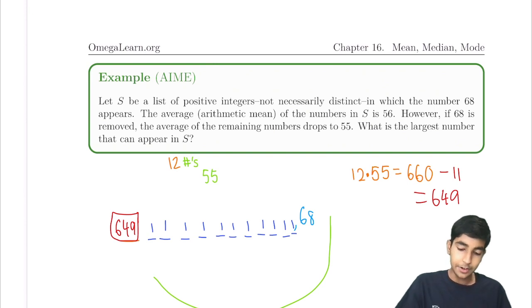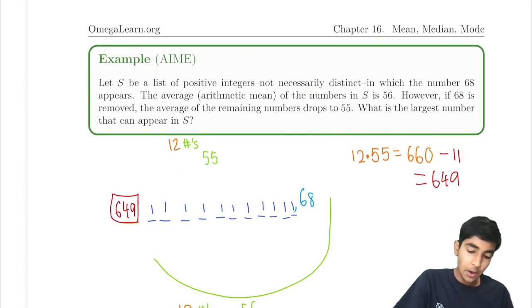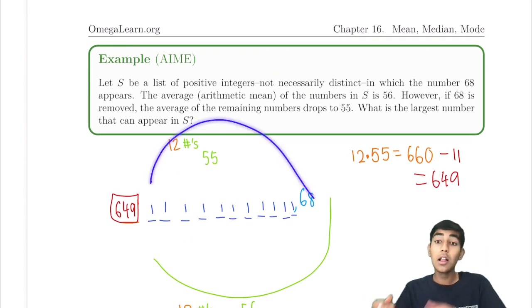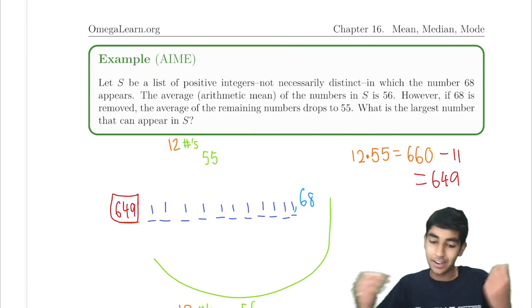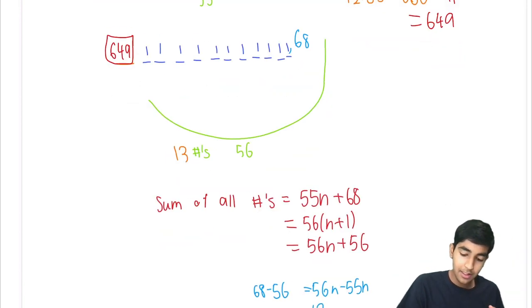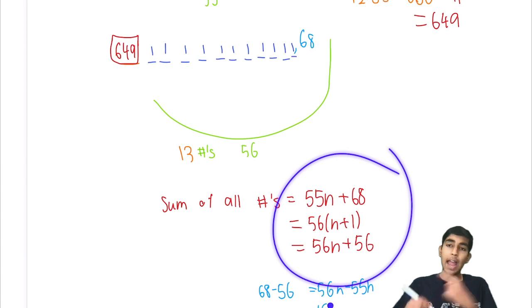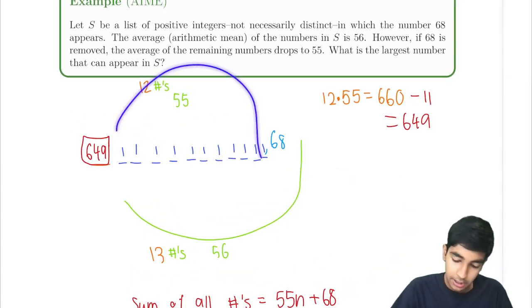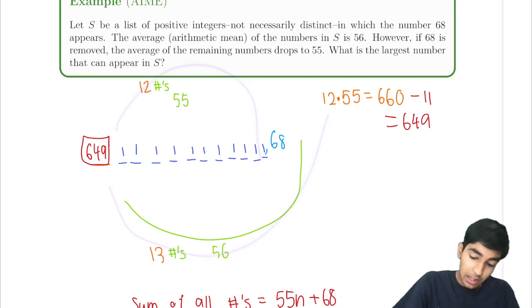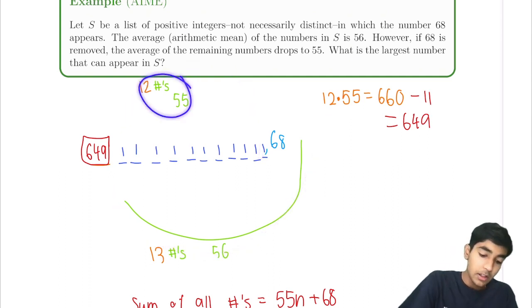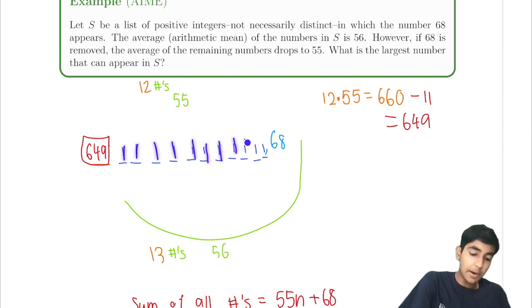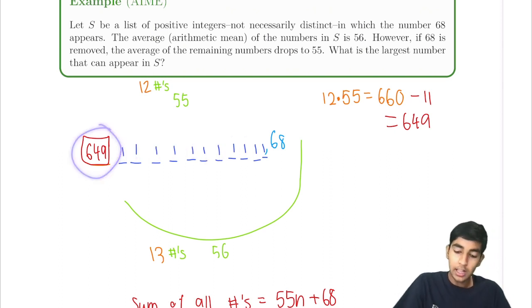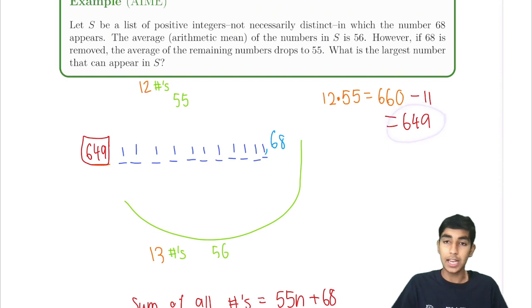Let's quickly review. The first step was saying that we don't know how many numbers there are, so let it be a variable, n. Then we came up with a system of equations to solve to get n equals 12. After that, 12 numbers here, 13 numbers total. We saw the sum of these numbers is 660. Let's let 11 of them be all 1, so we can make this number as big as possible, which turned out to be 649.